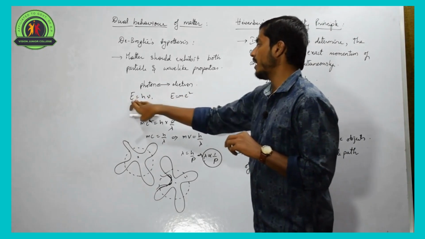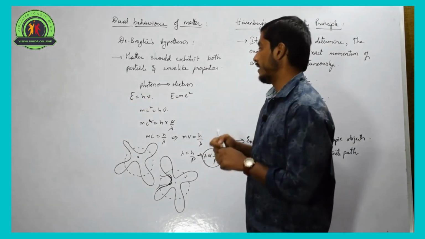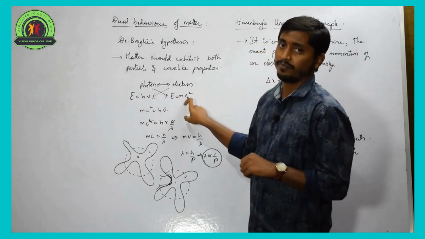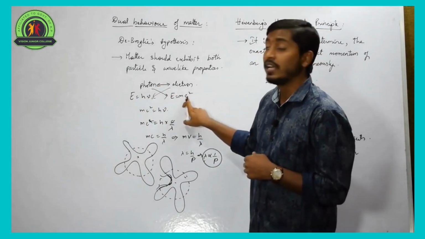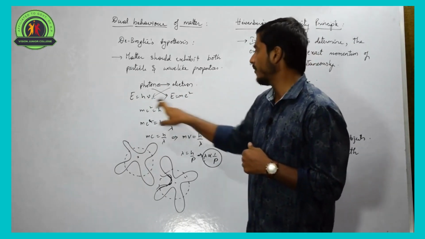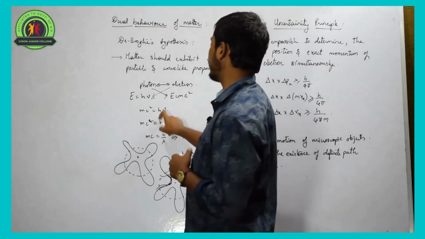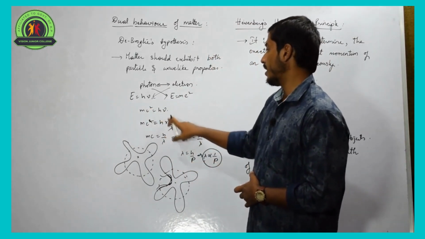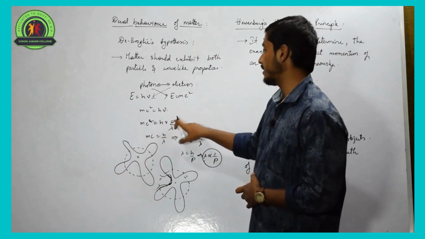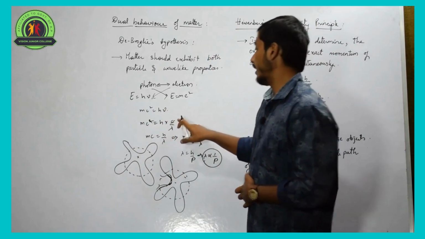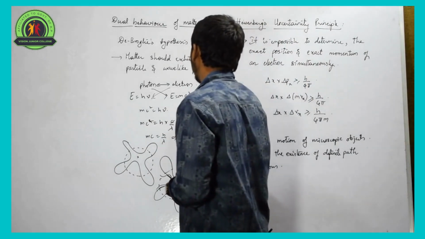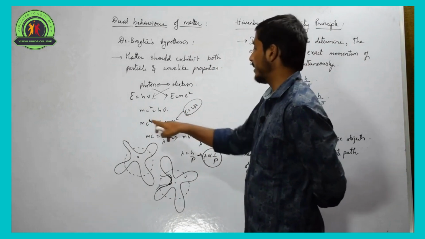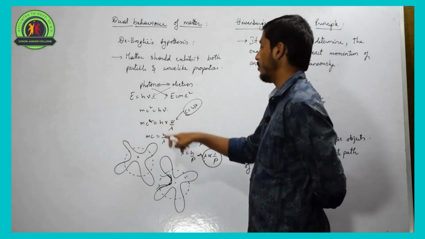For an electron we know that E equal to h nu, and for a photon we know that E equal to mc square, Einstein's equation, where c is the velocity of light. If we equate both, we get mc square is equal to h nu, where nu is the frequency of radiation. Based on the relationship between frequency and velocity of light, c equal to nu lambda, I can substitute nu is equal to c by lambda. The c gets cancelled, then I get mc equal to h by lambda.